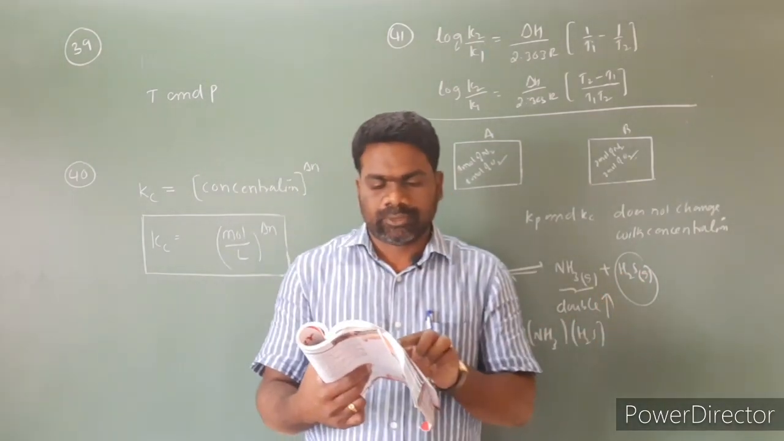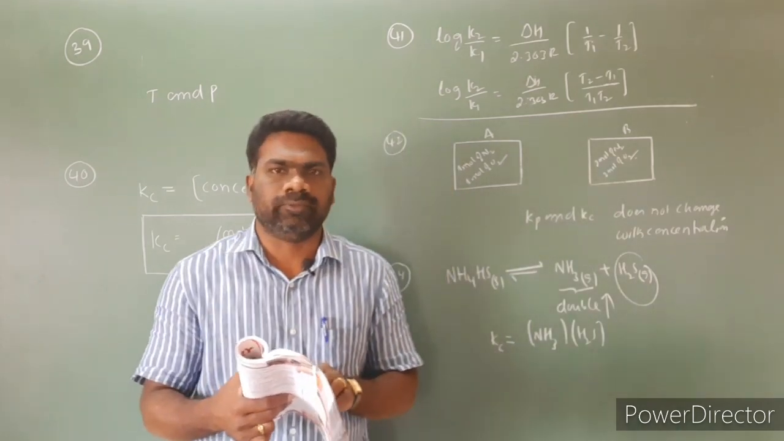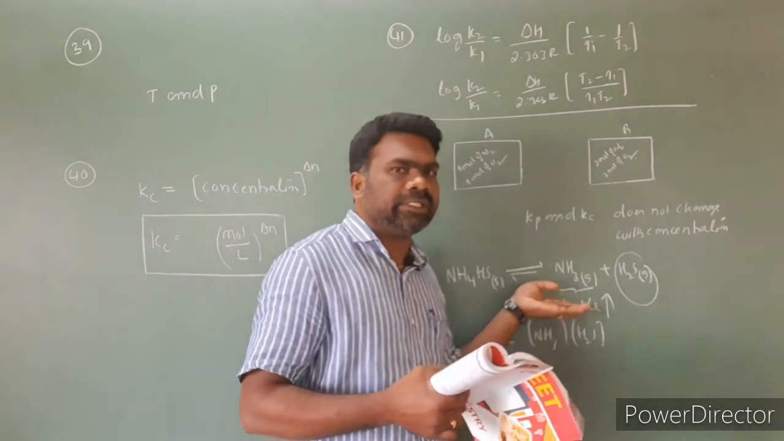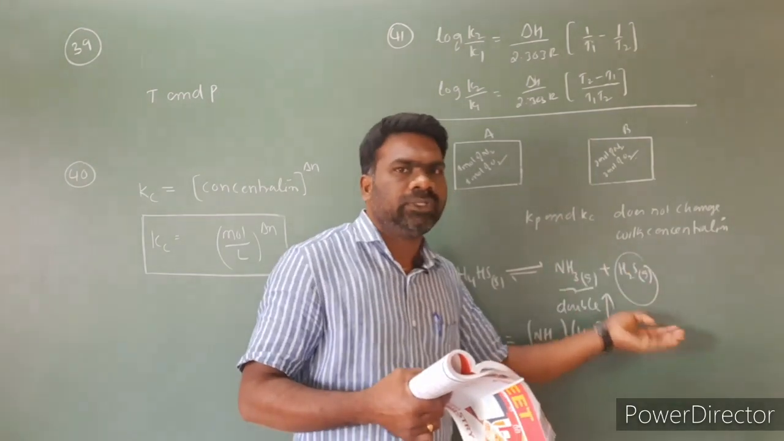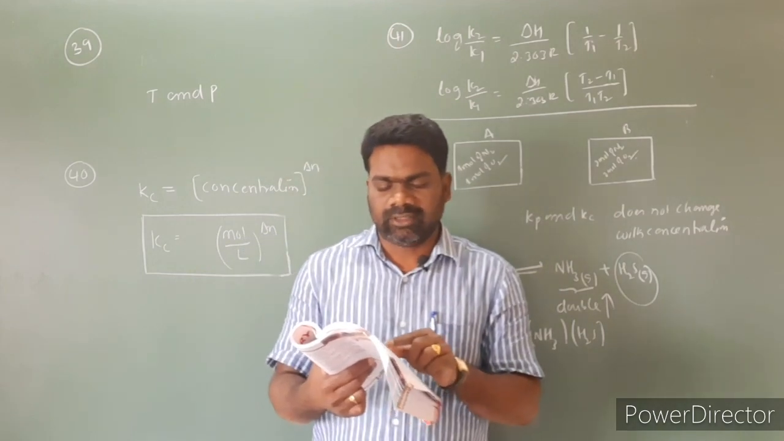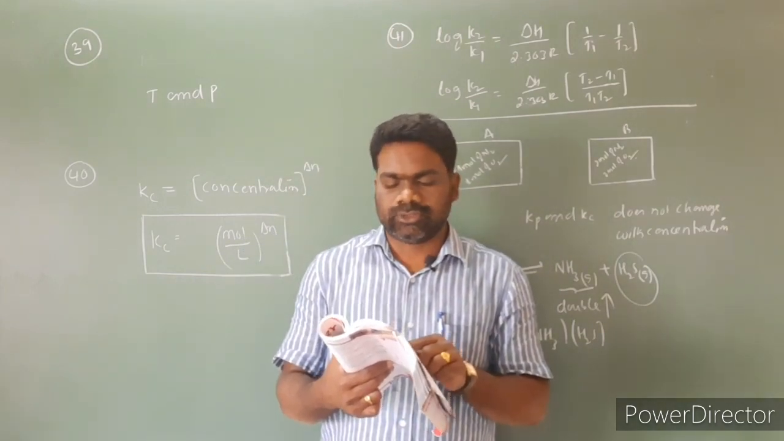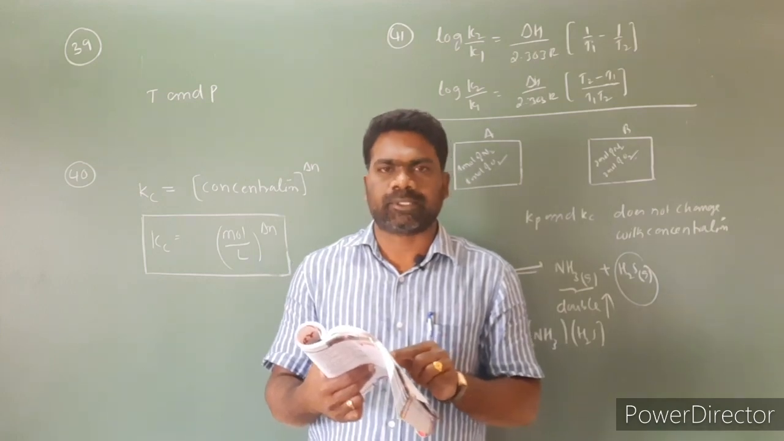Look at the options. Question number 43, reduce it to half of its initial value. So when the concentration of ammonia is doubled, then the concentration of H2S decreases to half of its initial value. So question number 43, first option is correct. Reduce it to half its initial value.